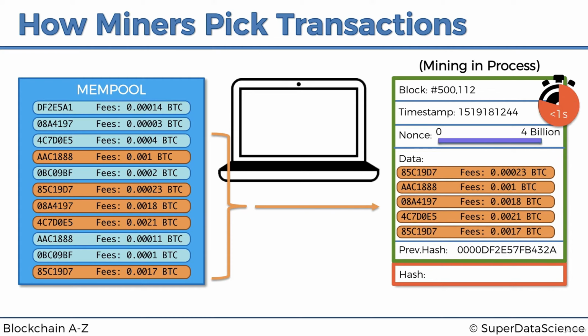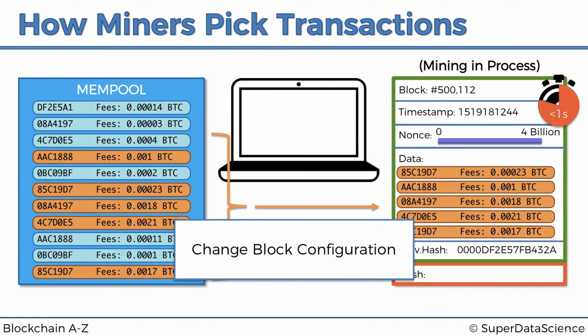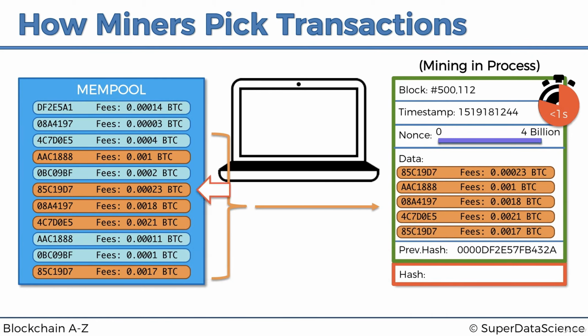Bam. As we can see, the miner again went through the whole nonce, and again the total time is less than a second. And again, he still hasn't found the hash. So what happens now? Same thing: change block configuration. All right, let's identify the transaction with the lowest fees. It's this one, which we just included, so throw it away and find the one with the next highest fees. Okay, this one. All right, good, put it into the block. Wonderful.